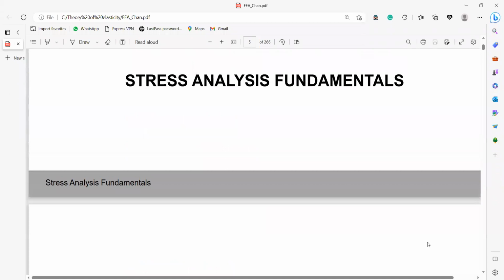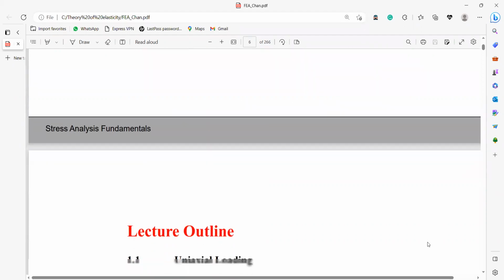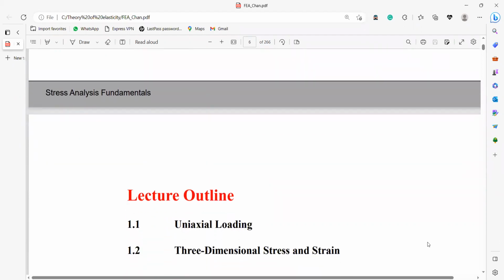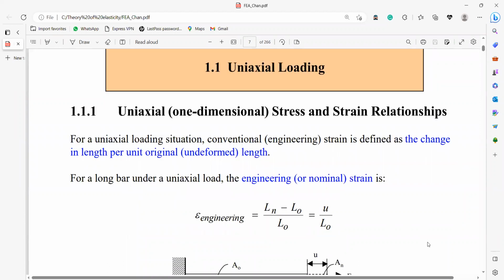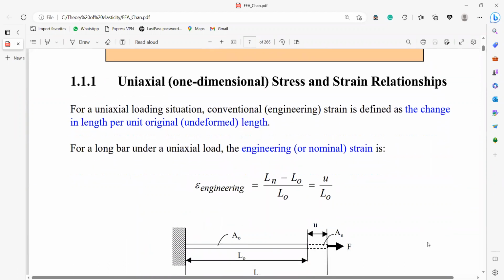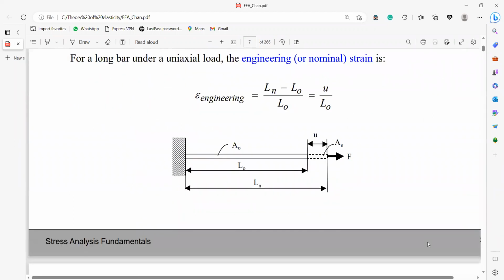So stress analysis fundamentals. You must be familiar with these already. So let's just have a quick snapshot view. So what is uniaxial or one-dimensional stress and strain relationship? What is strain? Is it change in length by original length? So what is the original length here? Is it L naught? And what is the change in length? Is it U?